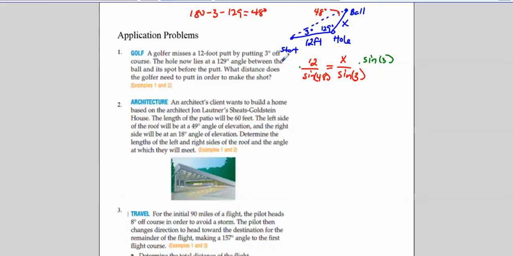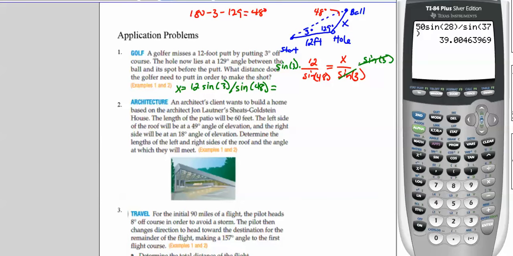So over here and over here, and those will cancel, and you're going to get x equals 12 sine 3 divided by sine 48. And let's just type that in to see what you get. 12 sine 3, close parentheses, divided by sine 48.